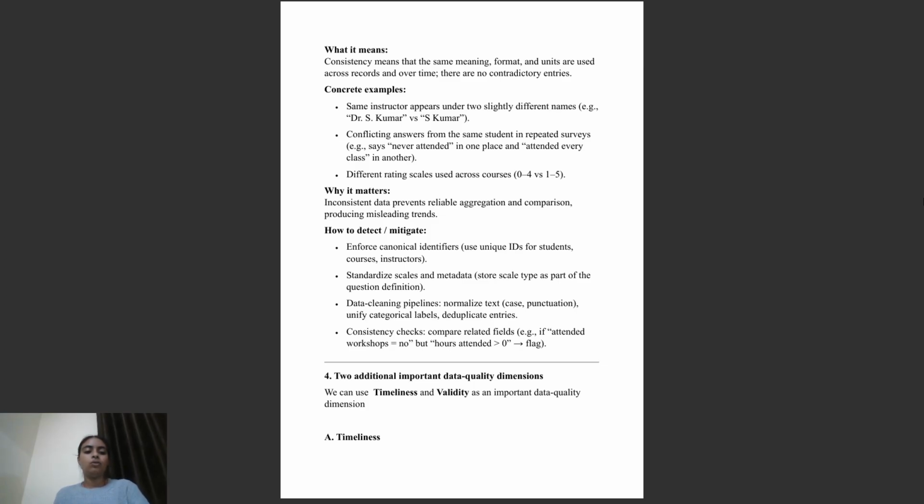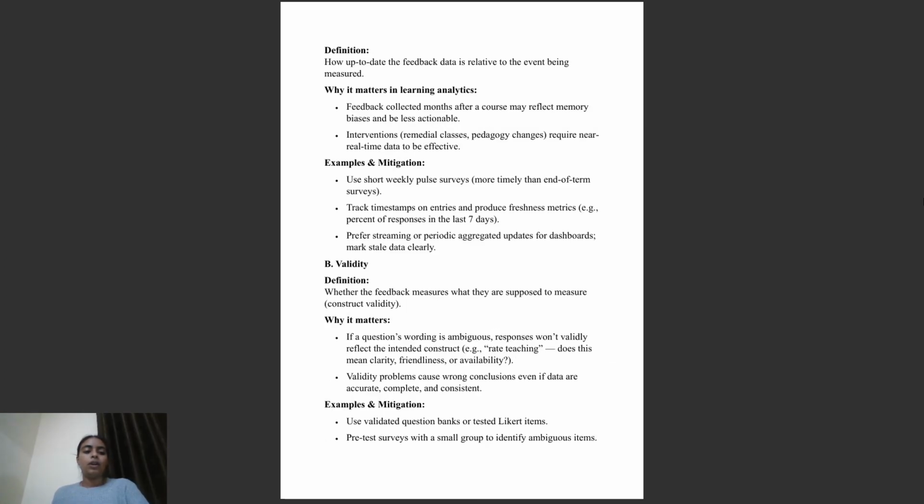Now, let's talk about two more important data quality dimensions that the assignment requires us to propose. Here, we have chosen timeliness and validity. Timeliness refers to how fresh, current, or up to date the feedback is. Old or delayed feedback may lose relevance and may not help in taking immediate actions. Why is timeliness important? Students may forget details if feedback is given months later. Quick improvements in teaching require real-time or near real-time feedback. Academic interventions become effective only when the data is recent.